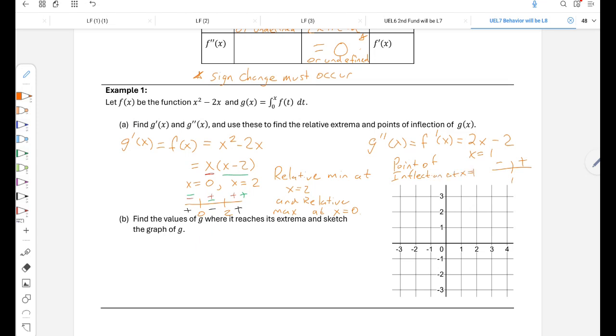Find the zeros, or undefined, but this was a polynomial, so find the zeros, verify the sign change, say what you've got.